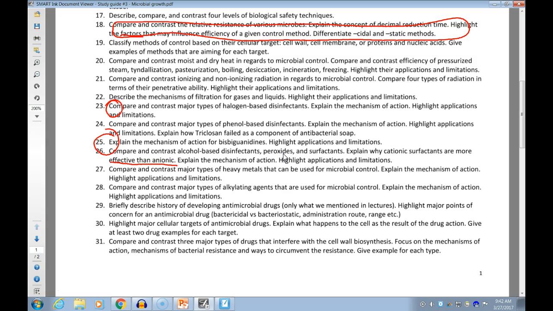Heavy metals, you won't have to list. Okay, you have to recognize that, like, copper is a heavy metal, or gold, or zinc. Understand the concept of oligodynamic action, that they work in minute concentrations. Understand the limitations. They're toxic, expensive.